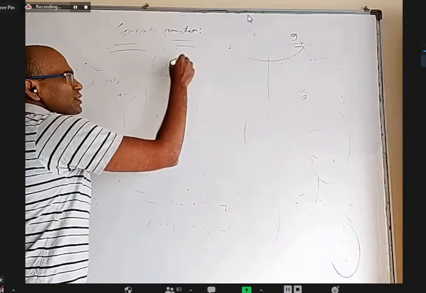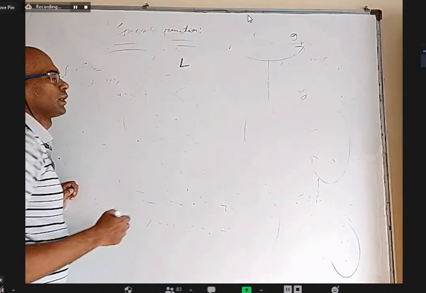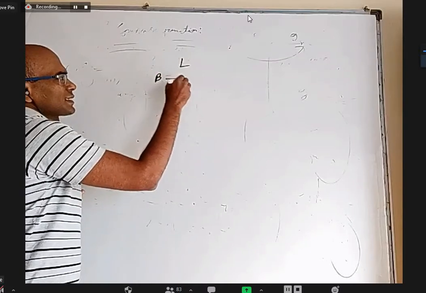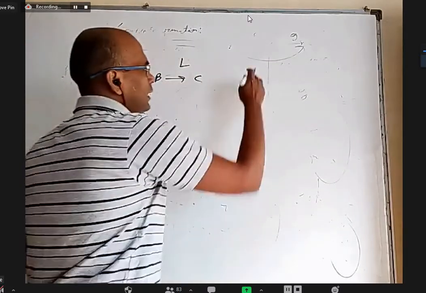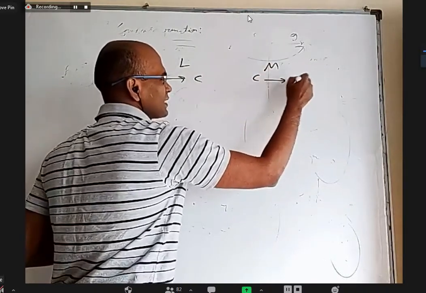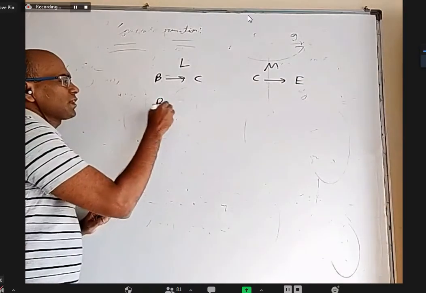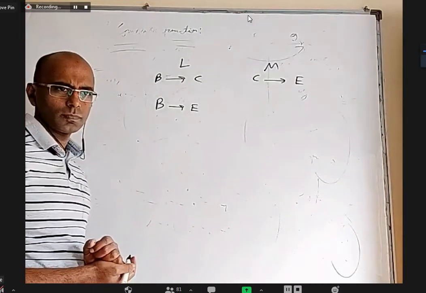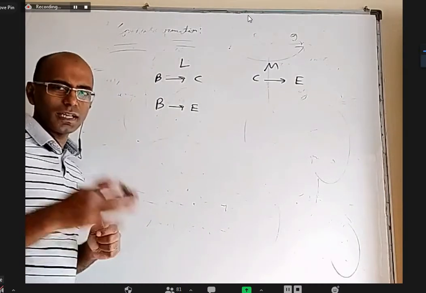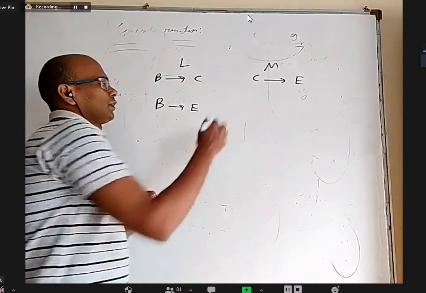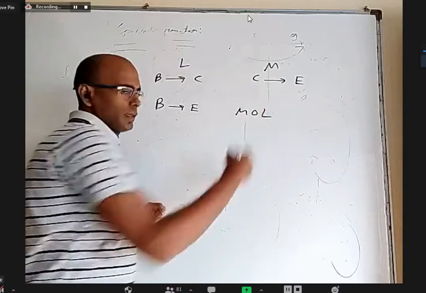Let's say I have a function L connecting from set B to set C, and I have a function M connecting set C to set E. What is the function from B to E? What will it be? L circle M or M circle L? It will be M circle L.